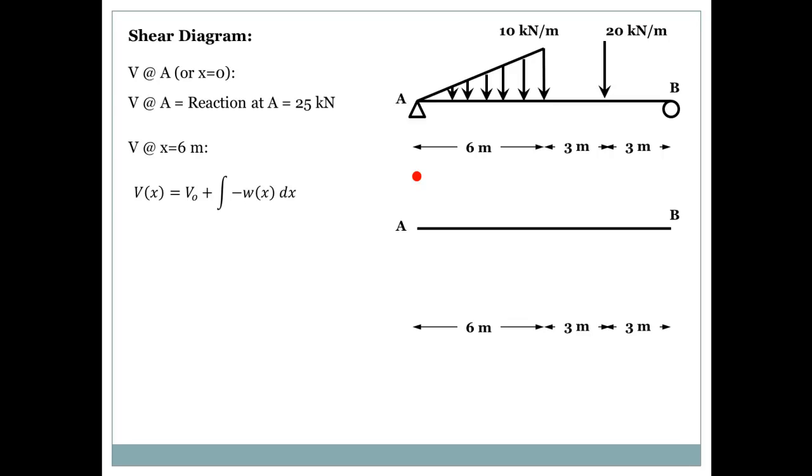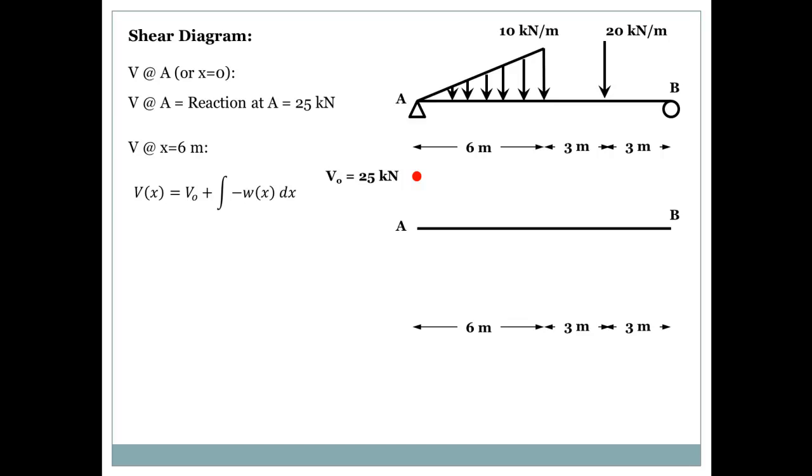And we have to add the V0, the shear we started with. We started with a shear of 25 kilonewtons. That's the shear at the previous point. And then we add to it the minus 30. So it's 25 minus 30. I will end up having Vx, or V at x equals 6, equals negative 5. Remember this value, negative 5.